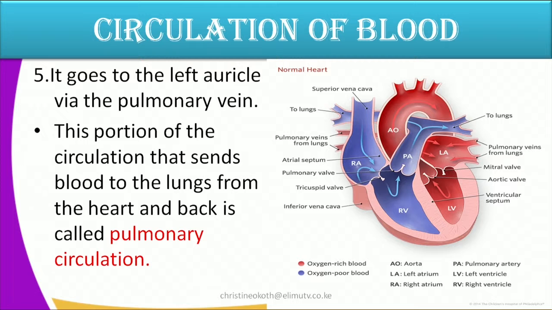From the lungs, having been purified, the blood goes to the left auricle via a vein we call the pulmonary vein. This portion of the circulation that sends the blood to the lungs from the heart and back is what we call pulmonary circulation, because it involves the pulmonary vein and the pulmonary artery. When the right ventricle is sending blood to the lungs, it is via an artery we call the pulmonary artery. Then from the lungs, after purification, it goes back to the heart via another vein, also called pulmonary. So this is what we call pulmonary circulation.